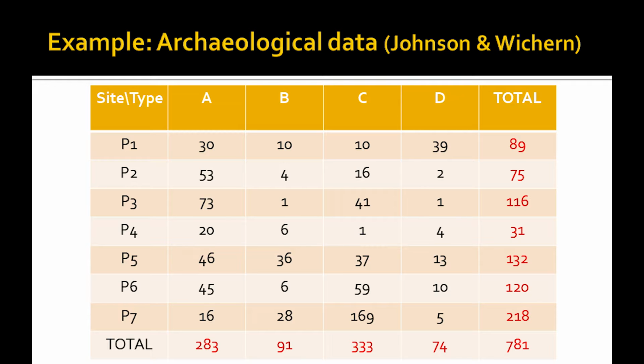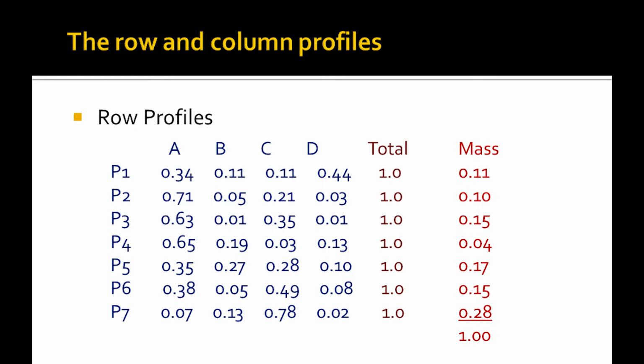So this gives us the distribution of the potteries coming from the different sites. Now let's look at the proportions. How do you calculate these proportions? There are two ways that we can do it. First, we call this the row profiles. We look at the proportions where we divide by the total of the rows.